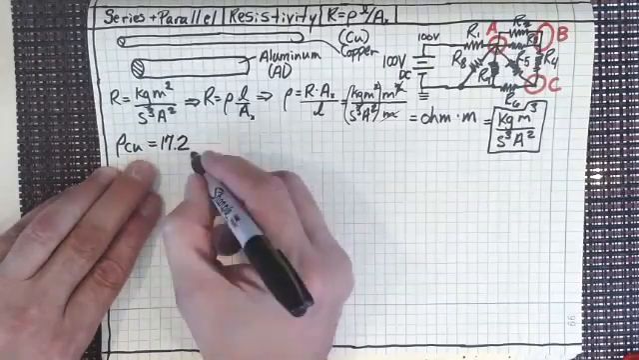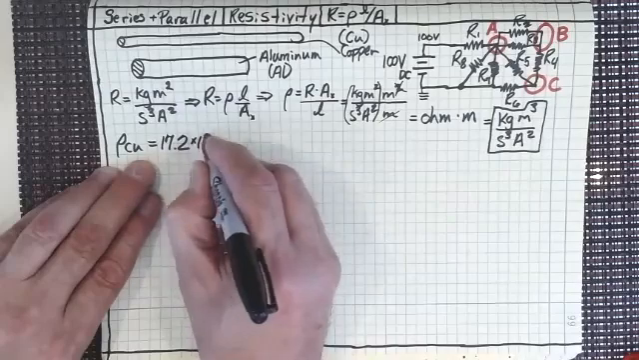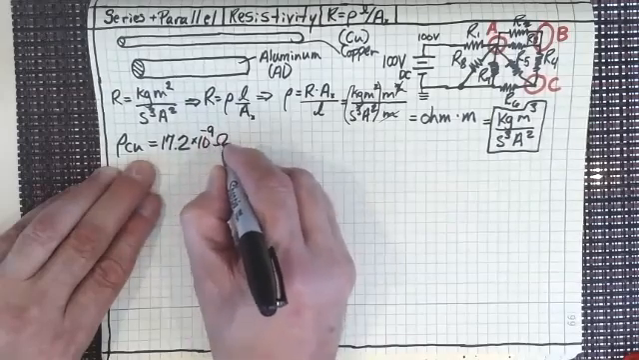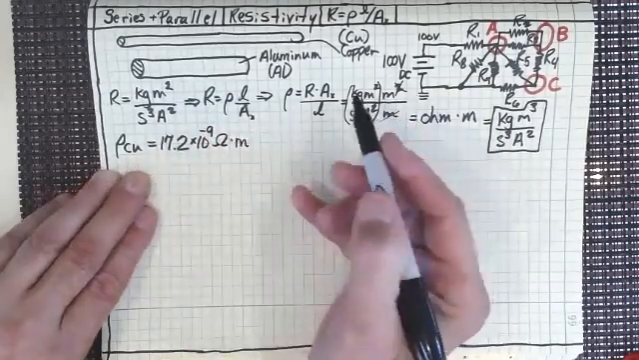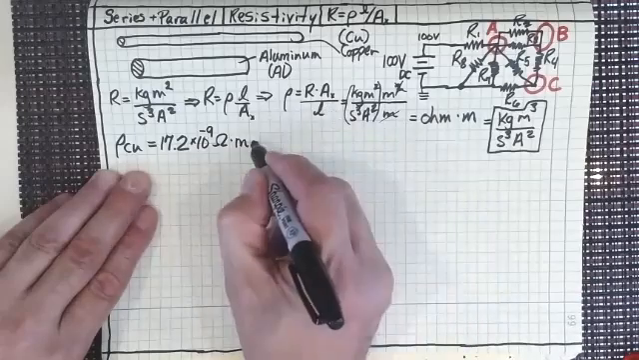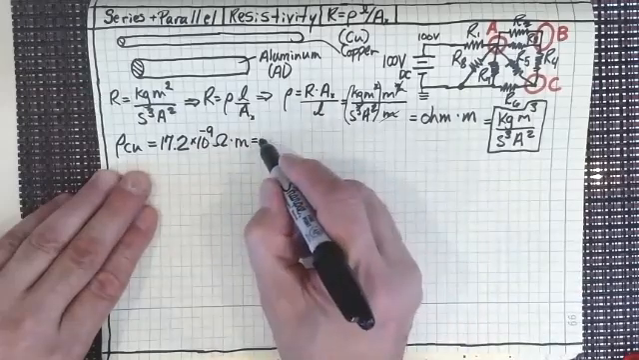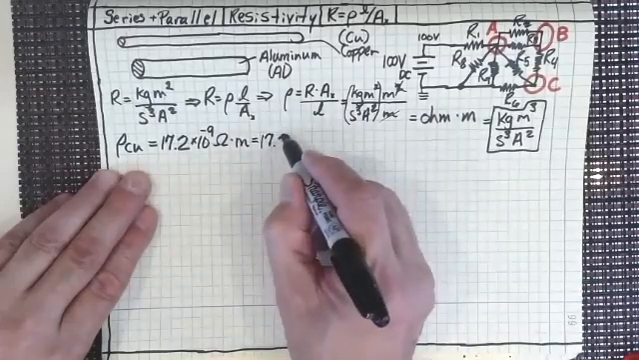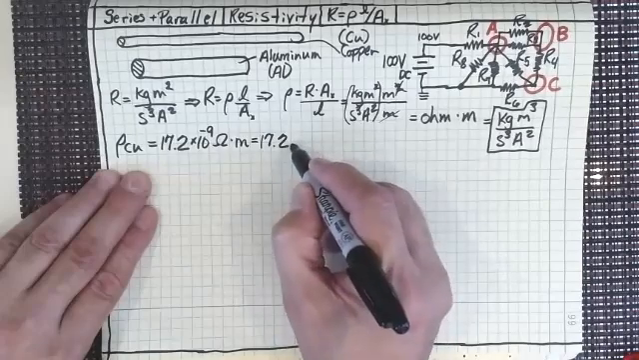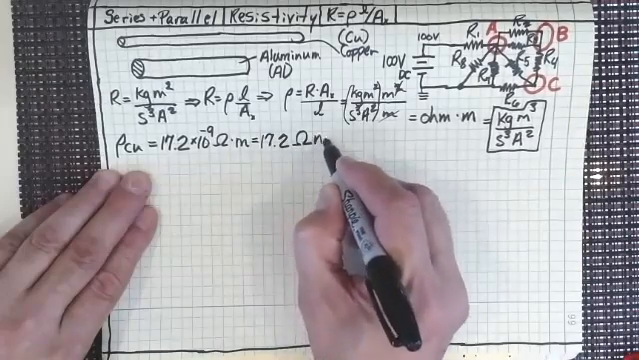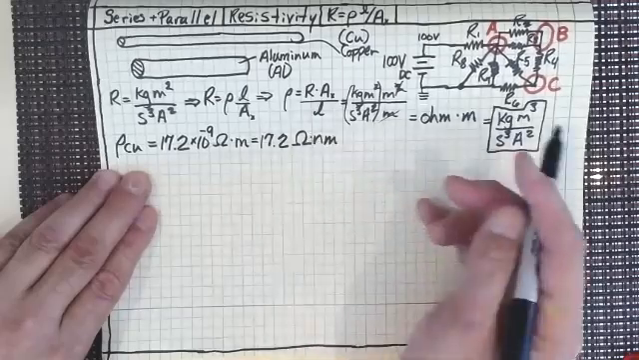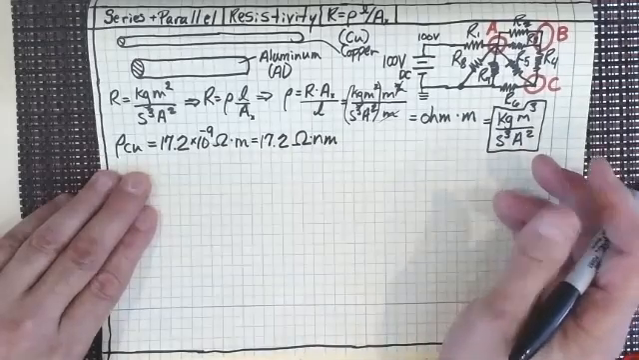Your book says that it is 17.2 times 10 to the minus 9 ohm meters for copper, right? We could also write that as 17.2 ohm nanometers, couldn't we? Does everybody see that?